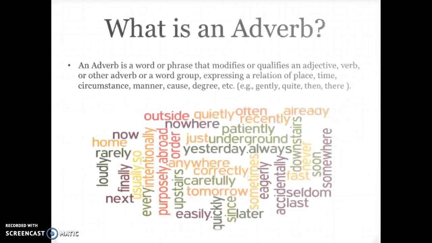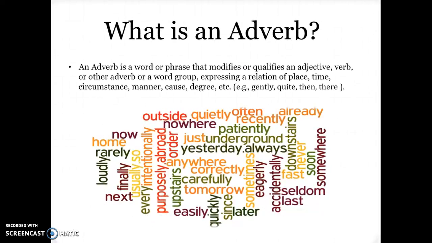To begin with, you may ask yourself, what is an adverb? Well, an adverb is a word or phrase that modifies or qualifies an adjective, verb, or other adverb, or a word group expressing a relation of place, time, circumstance, manner, cause, or degree. In other words, I like to think of it as an adverb that adds extra information to a verb. Below, you can see a picture of a collage of many adverbs that were put together.